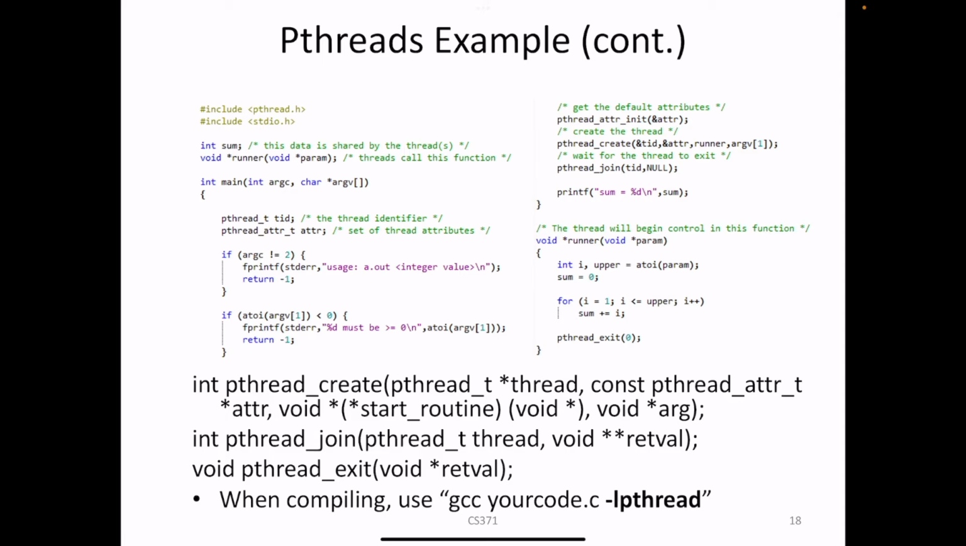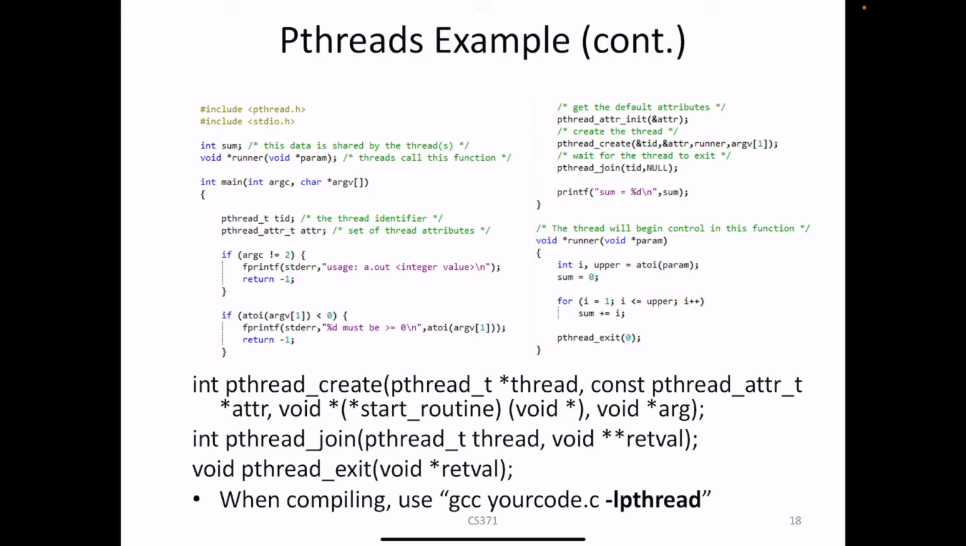Then we have a pthread_join function, which is very similar to the wait function in processes. The main thread will wait for the separate thread to join. And we use the thread ID, tid, to specify which thread will join into the main thread. So finally, the main thread will print out the final result sum on the screen.